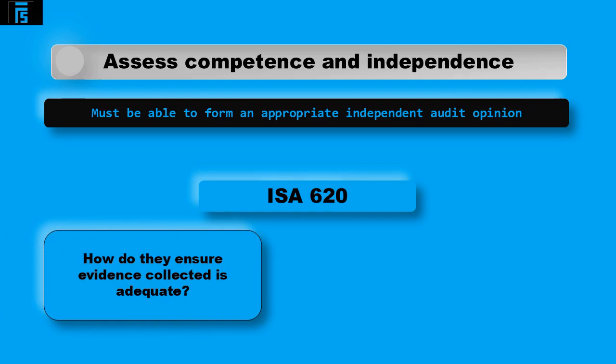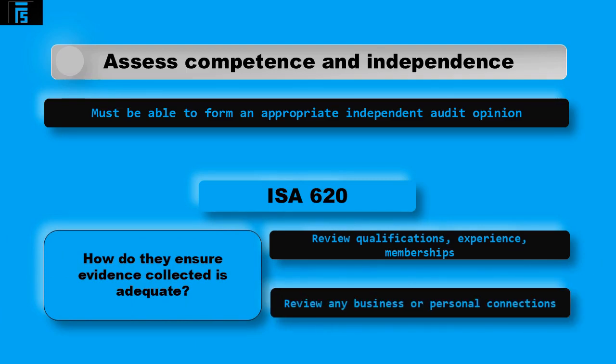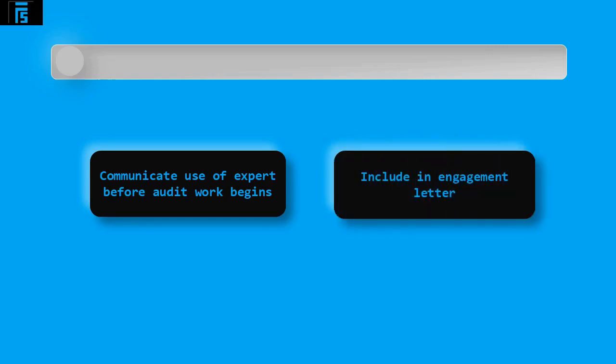In order for the evidence to be adequate for the audit, the auditor should review qualifications, experience and membership to any professional bodies, and review any connections with the client to identify any business or personal relationships with them. This is to ensure objectivity will not be affected. Any use of an independent expert should be communicated to the client before work begins. This is usually laid out in the engagement letter, so both parties agree to the terms of the audit at the start of the audit process.